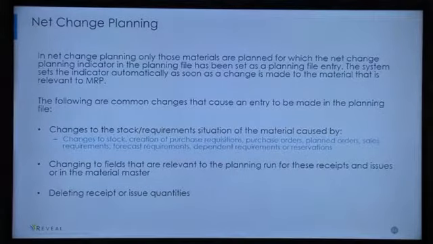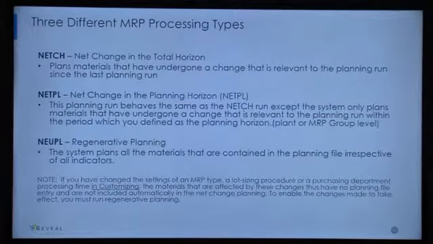So net change planning, we kind of just talked about. Net change is basically saying I'm not running everything, I'm only looking for things that have had a change relevant to planning, and MRP is going to run for those. So that's typically what we're running on a nightly basis, net change MRP. The three different types are net change, net planning, and NUPL. Net change we talked about.